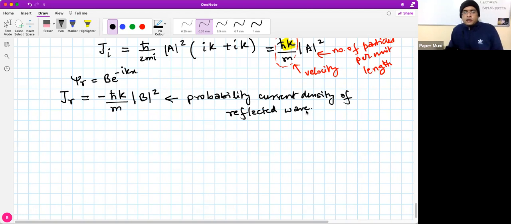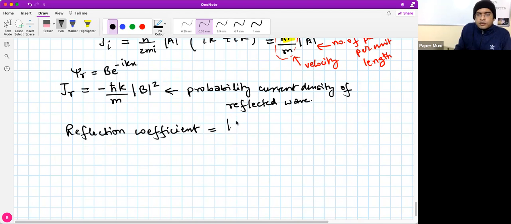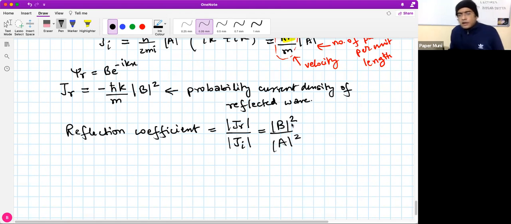All right. Now, what is the reflection coefficient? The reflection coefficient, or reflectance, or reflection probability, becomes J reflected over J incident, which is equal to B mod square by A mod square. Now you can see that this one is the number of particles reflected per unit length, and this is the number of particles incident per unit length.